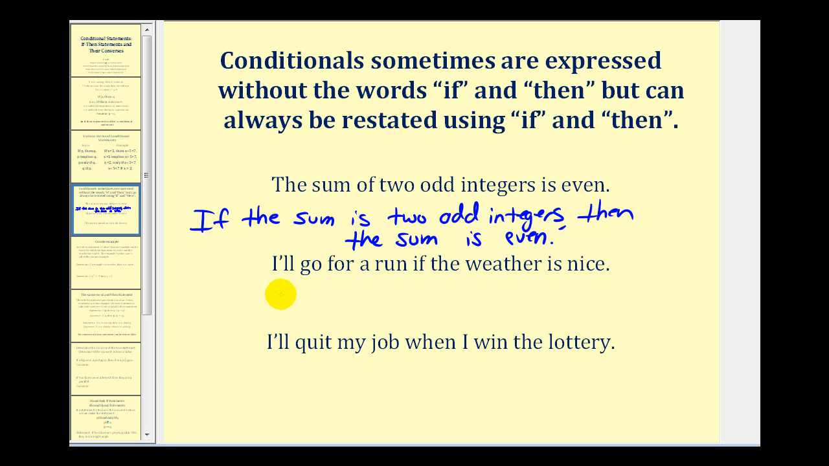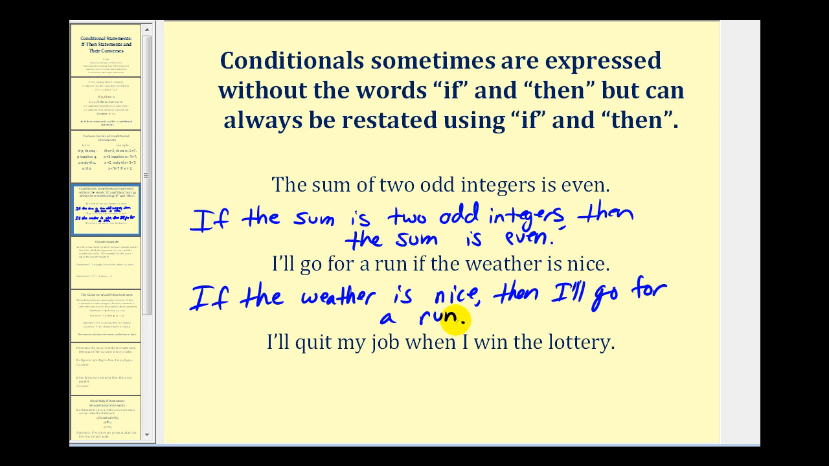The second conditional, I'll go for a run if the weather is nice, could be expressed as if the weather is nice, then I'll go for a run. So it is important to read this carefully and identify which part is the hypothesis and which is the conclusion. It's not always in the order that's given.